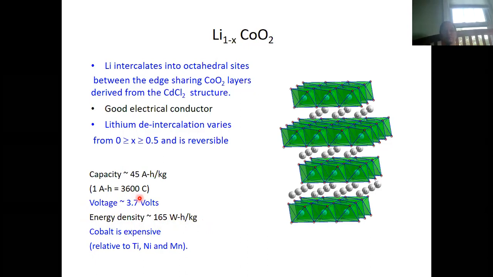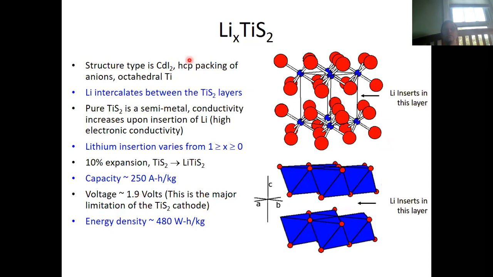So lithium cobaltate is currently still the most commonly used cathode material in lithium ion batteries, but the cobalt is relatively expensive, and therefore there's a lot of research going on replacing cobalt by less expensive elements, for instance, titanium, nickel, and manganese. So one electrode material which is less expensive is lithium titanium disulfide, LiTiS2. So this is also a layered structure. This layered structure is derived from the cadmium iodide structure.